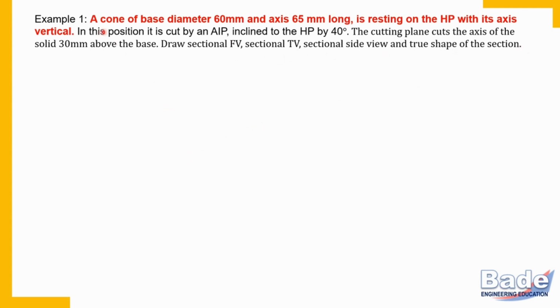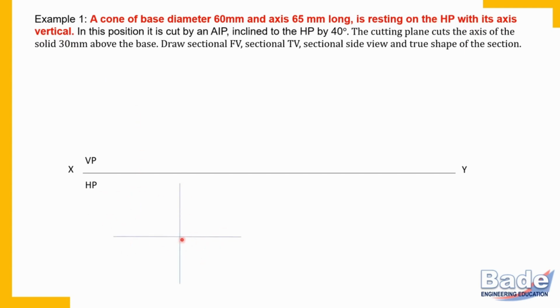As usual, we should start with views of the object in the given position. That is the very first step. So as usual, here is the XY line, label HP, VP, and check where the true shape of the base must be. In this case, it's clearly given that the axis is vertical, that is, perpendicular to HP. So the true shape of the base should be in HP.